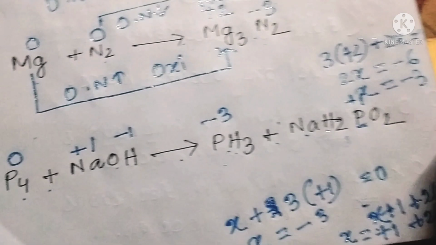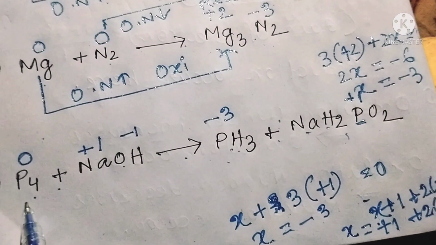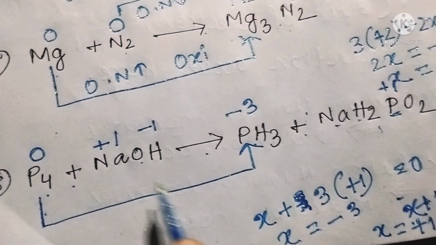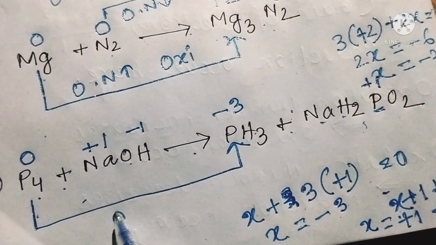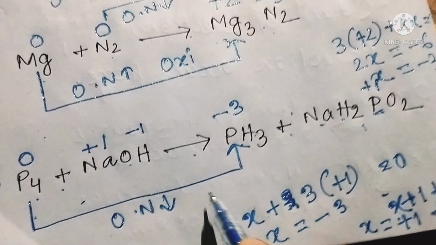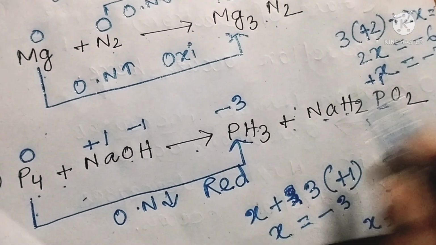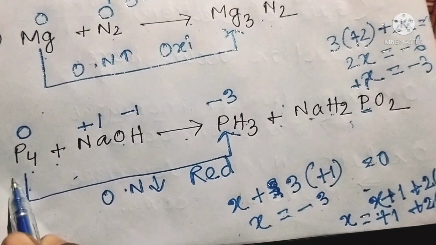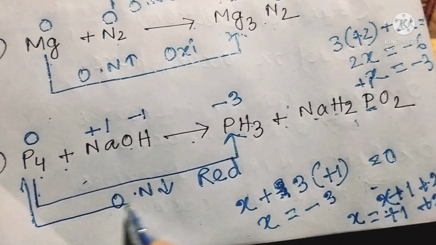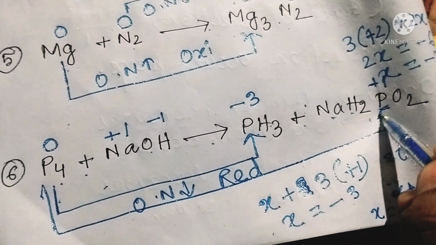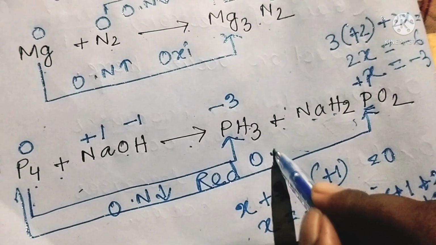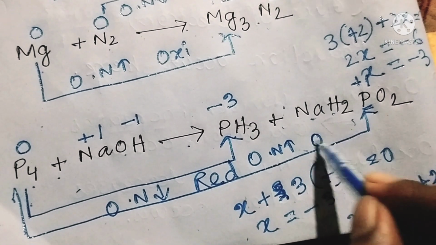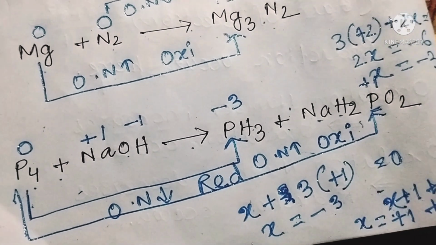So what happens? From 0 in P4 to this P, what do we get? Oxidation number decreases, that means reduction occurs. And also from this P to this P, what do we get? Oxidation number increases, that means oxidation occurs.